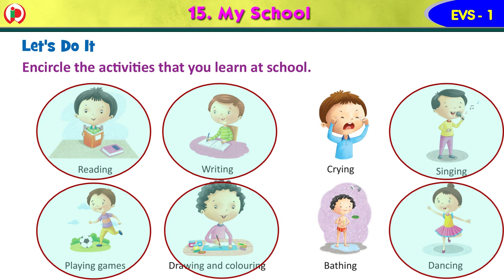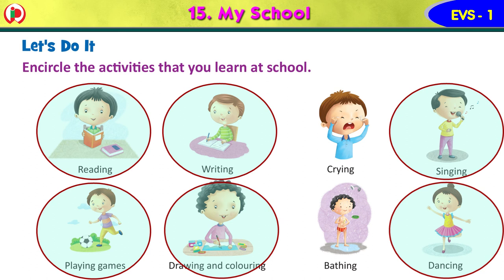Then fourth one, you can see a child is playing football, isn't it? P-L-A-Y-I-N-G, playing games, G-A-M-E-S, games. We play games in the playground of the school. So playing games is an activity at school. So circle it. Fifth image is, yes, drawing and coloring. We do drawing and coloring also at school. D-R-A-W-I-N-G, drawing, and coloring, C-O-L-O-U-R-I-N-G. So it is an activity at school. So circle it. Then sixth image is bathing. It is not an activity at school. B-A-T-H-I-N-G, bathing. We should not circle it.